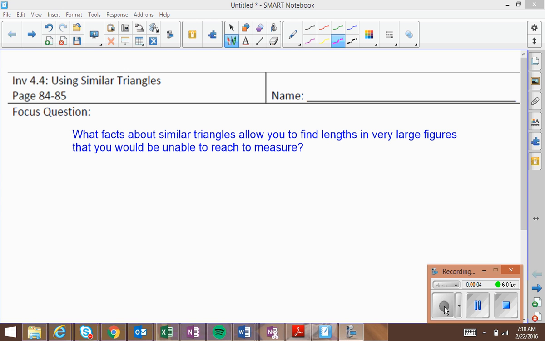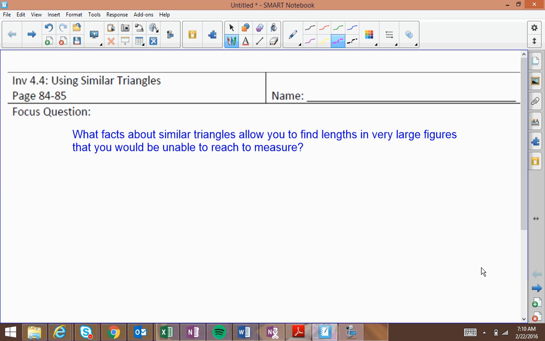We're going to be looking at investigation 4.4, which is using similar triangles. And we're going to be looking at what facts about similar triangles allow you to find the lengths in a very large figure that you would be unable to reach to measure. So this is our focus question. If you need a second, go ahead and pause so you can write it down.